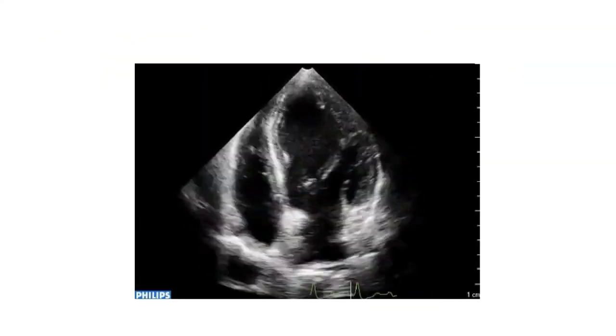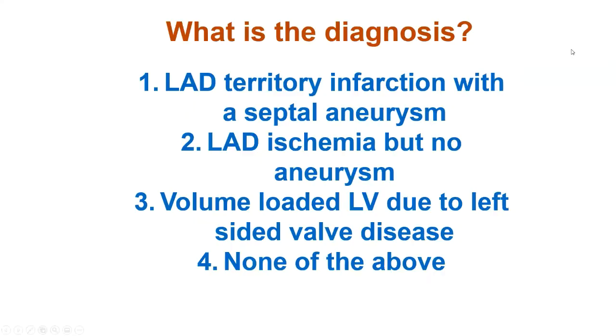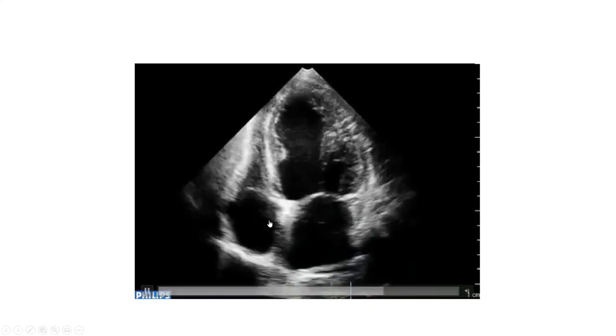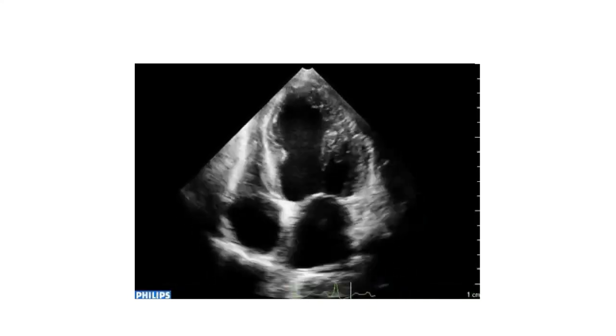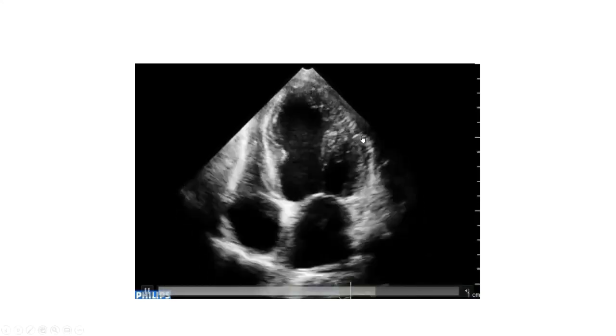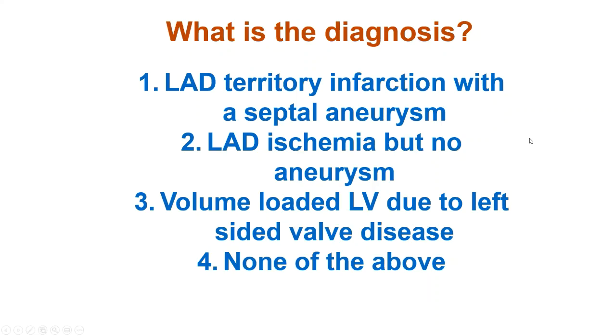Let's spend a minute talking about left bundle branch block. This is a person with a left bundle branch block, and I'm asking you what the diagnosis is. Is it LAD territory infarction, LAD ischemia, volume loaded LV, or none of the above? The answer is this is a pure left bundle branch block. No coronary disease, no volume load from a valvular regurgitation. And you see that these walls are basically at war with one another. When the lateral wall comes in, the septal wall bulges out. This is characteristic of left bundle branch block.